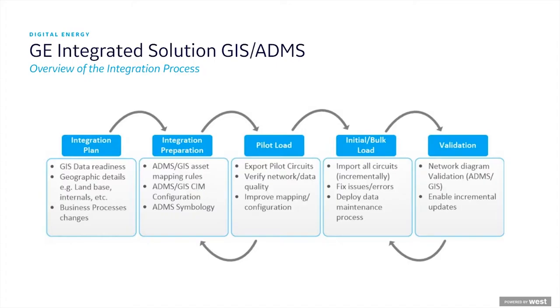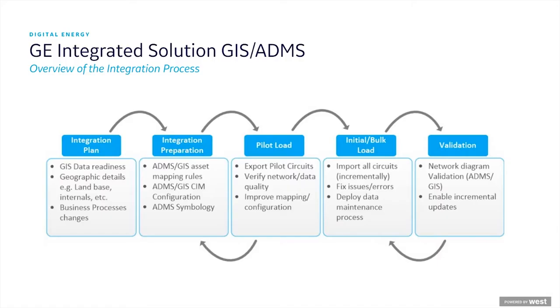2 items of particular importance in this section are the GIS data readiness, meaning understanding the level of data quality, electrical connectivity, asset details, etc. This sets the scene for the overall complexity of integration. Of equal importance is the business process changes required around data maintenance and keeping the GIS updated for an as-operated model. The preparation phase is all about getting commonality across the 2 systems, mapping rules, asset IDs, symbology. Time spent here is worth its weight in gold later on.